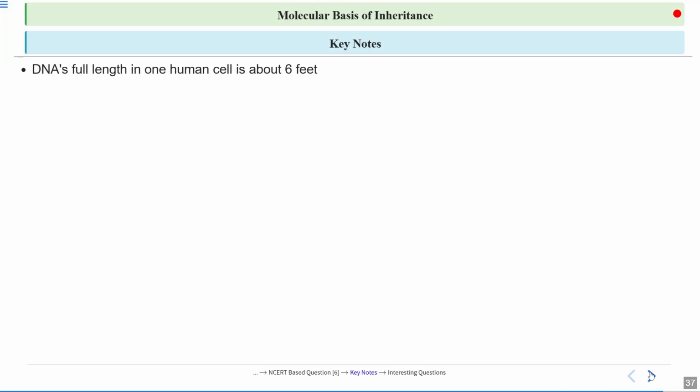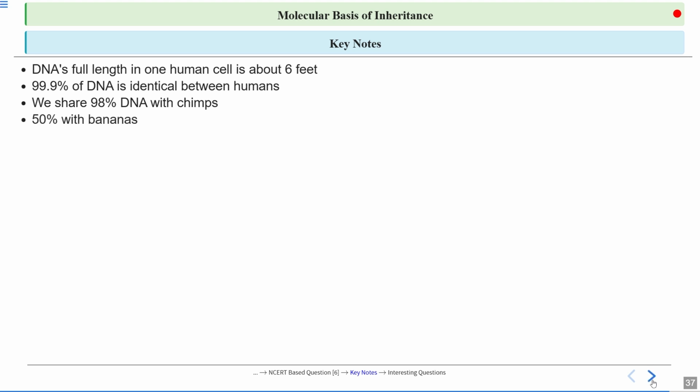So what are today's keynotes? DNA full length in one human cell is about 6 feet. It's too much. 99.9% of DNA is identical between humans. We share 98% of DNA similarity with chimpanzees, 50% with bananas, and DNA can store 250 petabytes in a single gram.